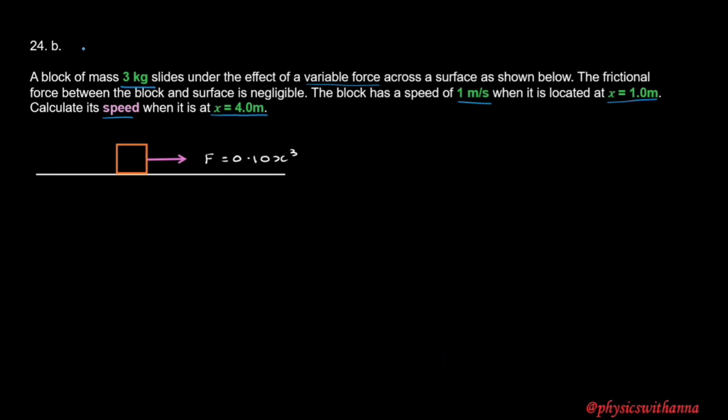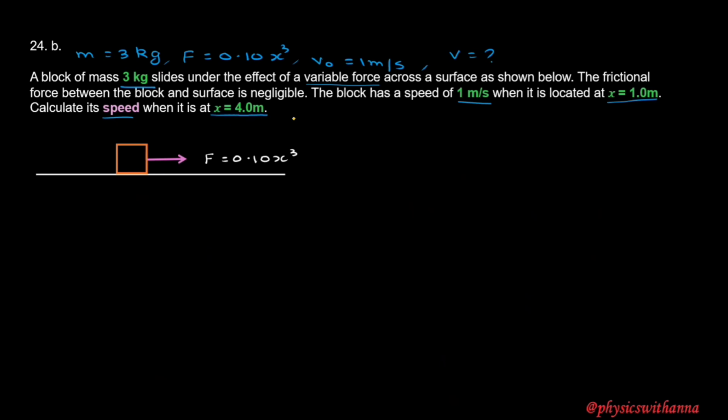So again you have a block which has a mass of 3 kilogram and it is acted upon by a variable force F which varies as a function of x. Then you have the initial speed of the block which is 1 meter per second at x equals 1 meter, and you need to find its final speed when it is at a position of x equals 4 meter.